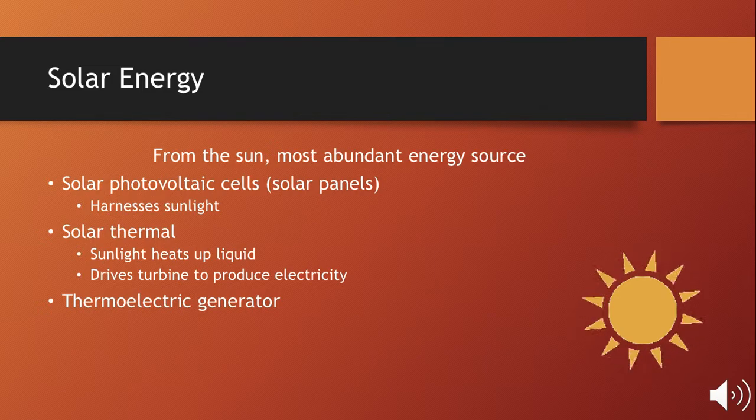Solar energy is from the sun, and it is the most abundant energy source on the planet. Some ways to harness the energy from the sun is with solar panels, but this harnesses sunlight. A way to harness the heat energy from the sun is through solar thermal, and the sunlight will heat up a liquid that's in a pipe, and the pipe will bring the heated liquid up to a turbine that will eventually produce electricity. Also, sunlight can be used in thermoelectrics.